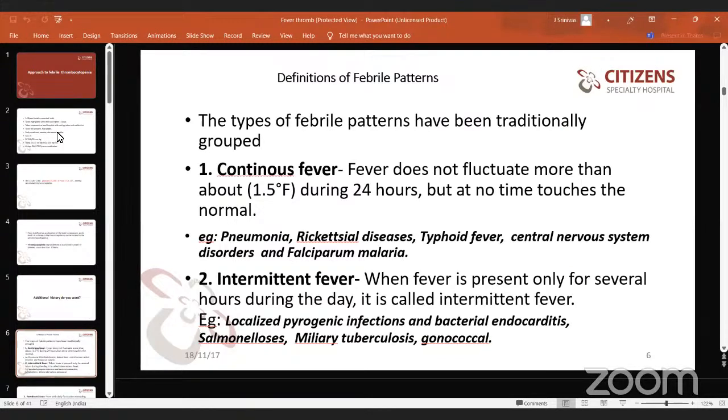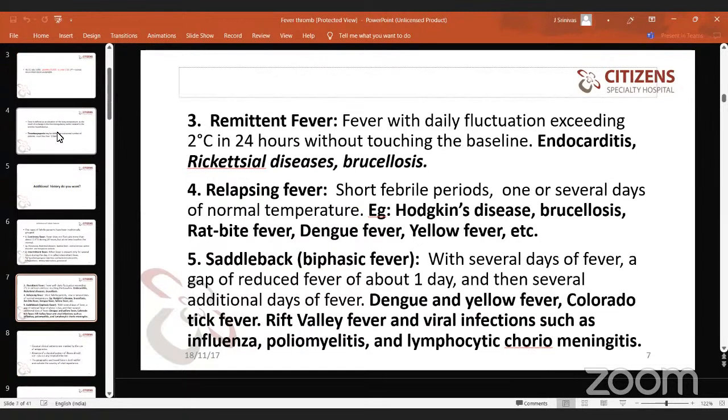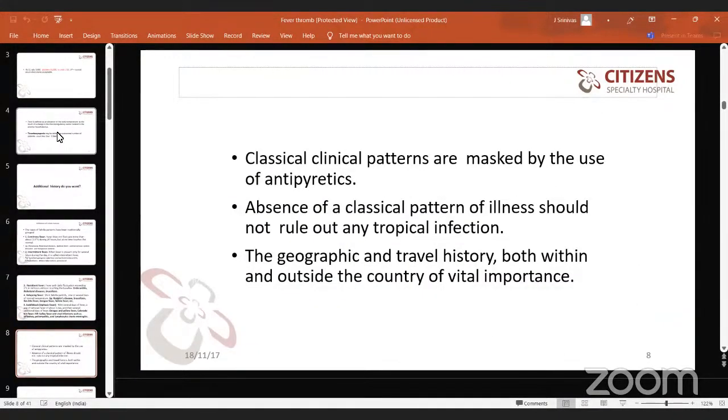So these are the defining types of fever, sir. Continuous fever, intermittent fever, remittent fever, relapsing fever, saddleback fever. These are the types of fevers we look into. Now, classical clinical patterns are masked by the use of antibiotics. Absence of a classical pattern of illness should not rule out other tropical infections. And geographical and travel history, both within and outside the country, is of vital importance.